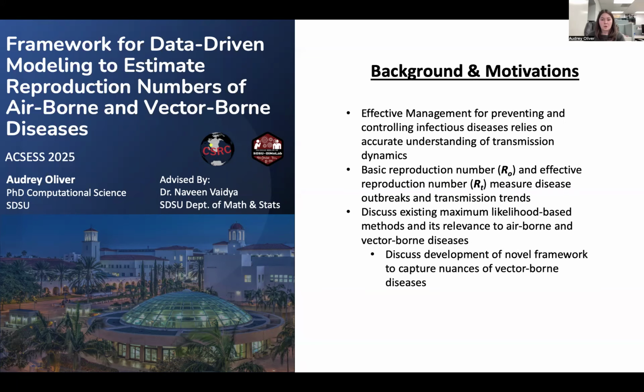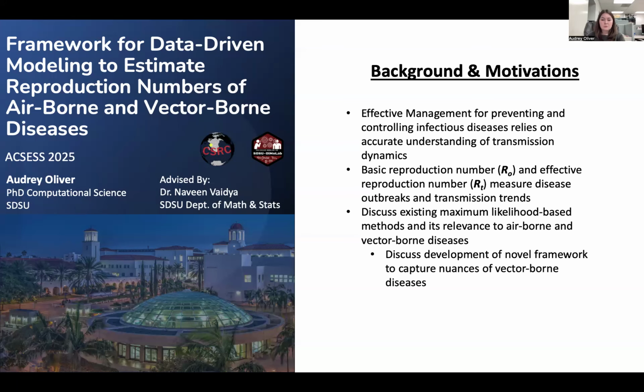To provide some context, effective management of infectious diseases relies on accurately understanding transmission dynamics, and central to this are the basic reproduction number and the effective reproduction number, which measure disease outbreaks and transmission trends. Traditionally, both metrics can be estimated using maximum likelihood. However, these conventional approaches fail to capture the nuances of vector-borne diseases, potentially limiting their accuracy in complex epidemiological settings.